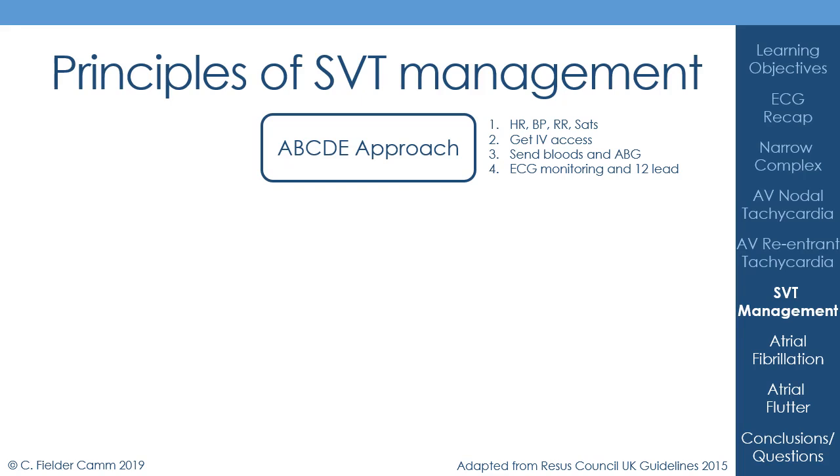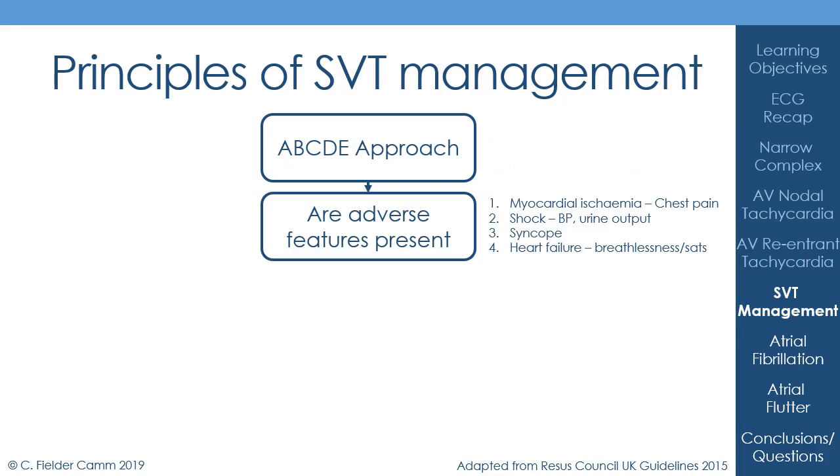And the reason for getting a 12-lead ECG is that while this patient is acutely unwell, it's not the time to be fawning over the ECG and looking to see whether you can see retrograde P waves and trying to make some super smart diagnosis. Now is the time to try and stabilize the patient. But having that 12-lead ECG later may well be helpful for ensuring that they get the right diagnosis for the patient. Then you've got to ask yourself, are there adverse features present?